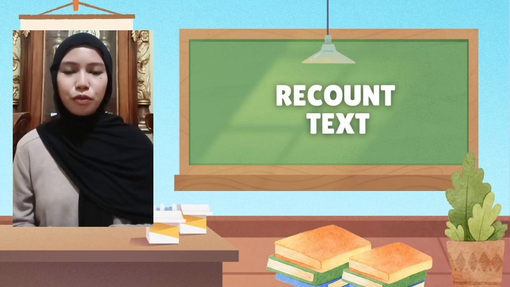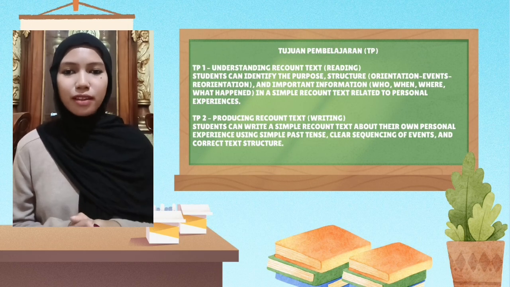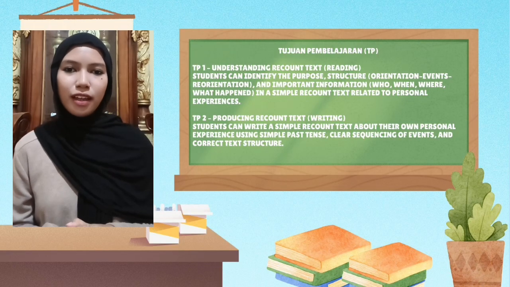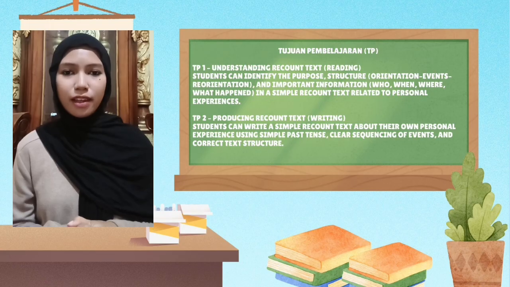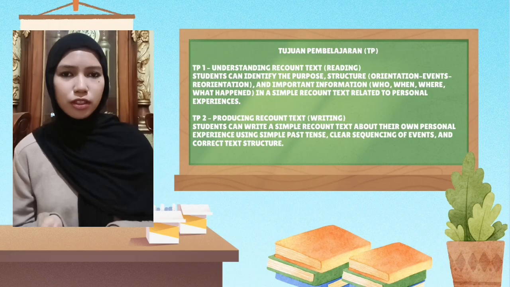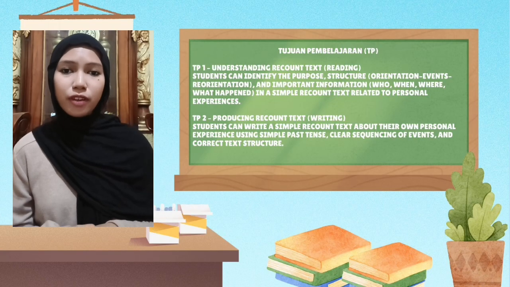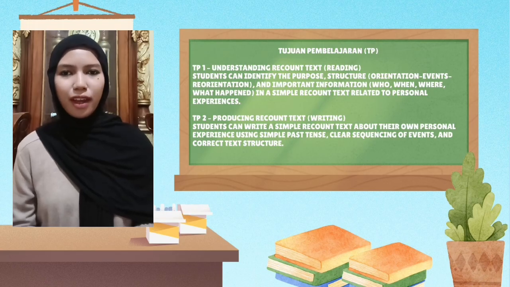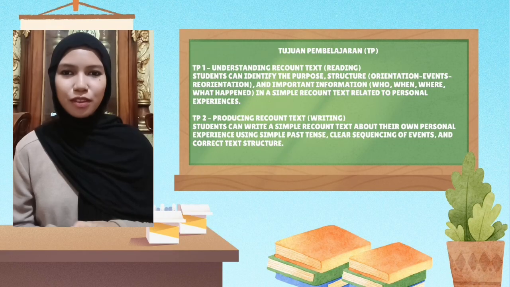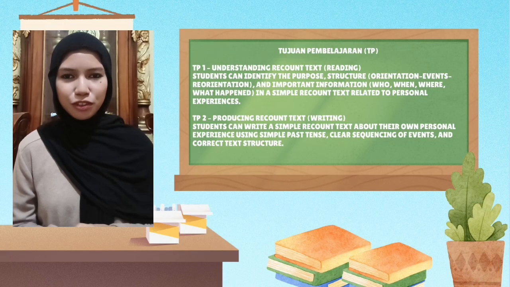And today, we have two learning goals atau dalam bahasa Indonesia kita sebut tujuan pembelajaran. So, after this lesson, kalian akan bisa understand the context. Kalian bisa identify the purpose, the structure, orientation, event, and reorientation, dan juga informasi penting seperti who, when, where, and what happened. And you will also be able to write a simple recount text about your own experience. Kalian akan menggunakan simple past tense, urutan kejadian yang jelas, dan text structure yang benar.